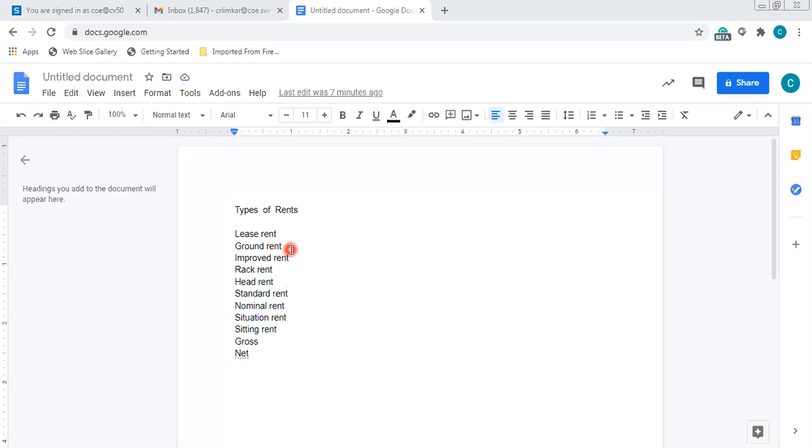I hope everyone is clear with that. Now, the next important category of rent we call rack rent. Now, what is rack rent? The maximum possible rent of a property from the tenant.